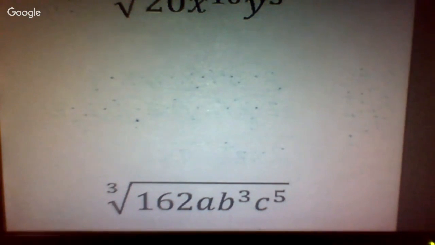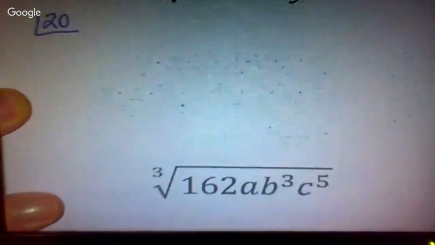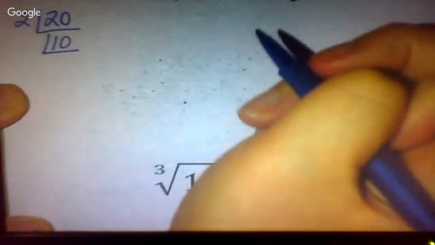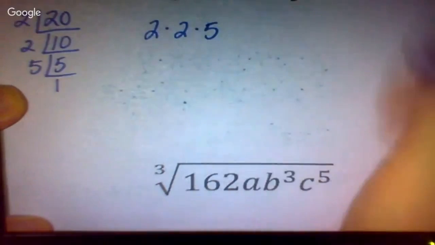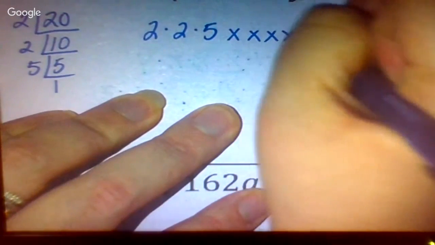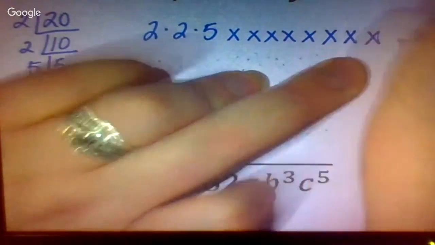Unfortunately we're running out of time, so this is going to be the last example that I'm going to be able to finish with you. Okay, so let's run through this one real fast. 20 breaks down into 2 and 10. What goes into 10? 2 and 5, 5 and 1. So 2 times 2 times 5. Then we've got 10 X's. 1, 2, 7, 8, 9, 10. And 5 Y's.